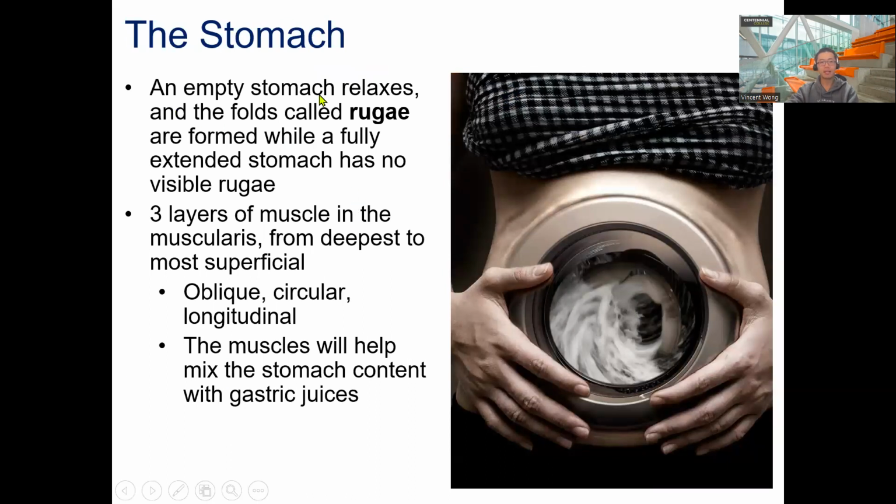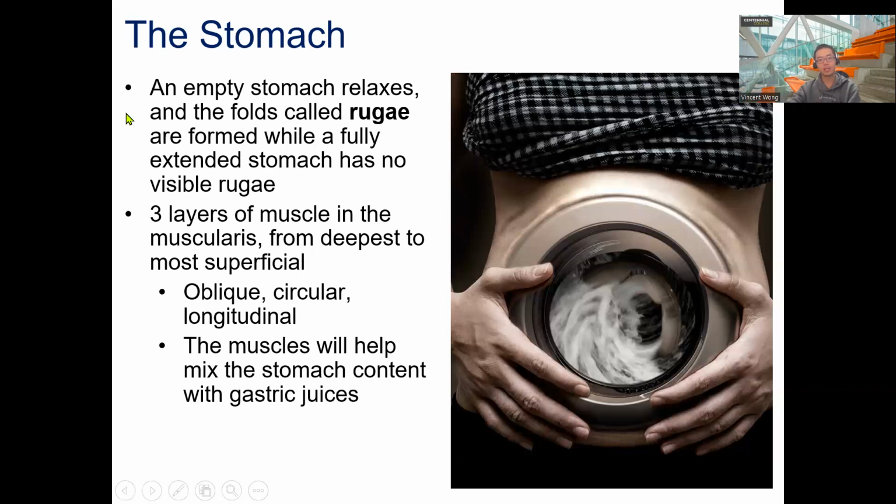An empty stomach, when it's in a relaxed state, has a lot of foldings in it, kind of like a balloon that's not inflated. It has a lot of wrinkles in it. These foldings, these wrinkles, are called rugae. Once the stomach is full, the rugae are gone. After you inflate a balloon, the wrinkles are gone. Same concept. There are 3 layers of muscle in the stomach, right?